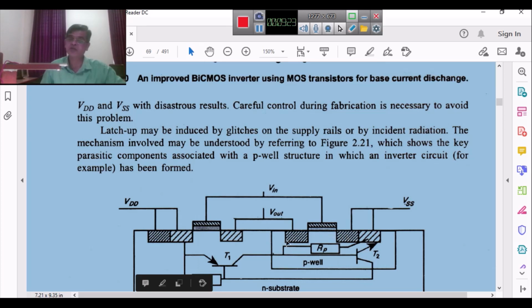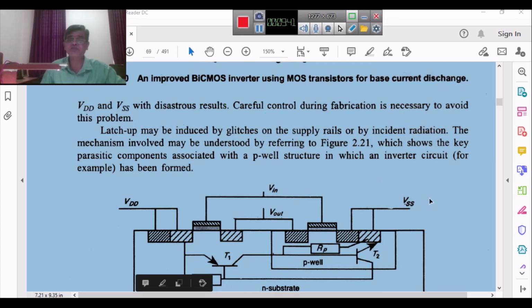So first I said what is latchup. Then why it occurs: it is due to the glitches on the supply rails. Now we'll consider how it occurs. That is what is indicated here. Clear?